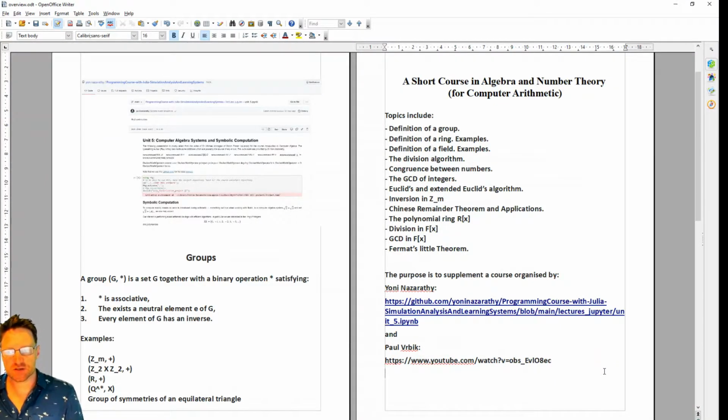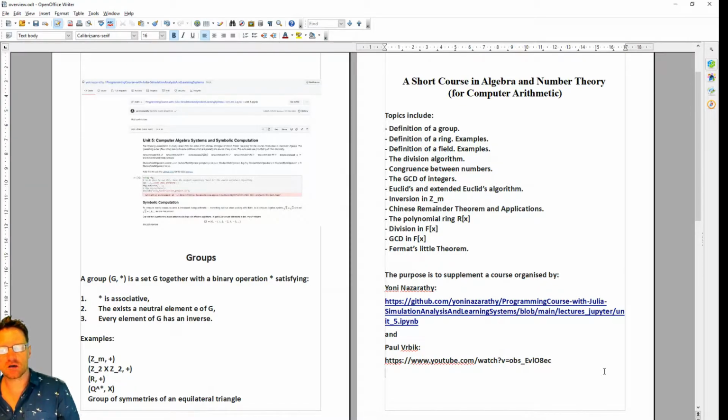Okay, so the specific topics that I'll go over in this short course will be, I'll start with the definition of a group and give a few examples of that, because it's important in the definition of a ring, which is what we need to discuss next. So once we go over the definition of a ring and a few examples of rings, we'll go on to talk about fields, give some examples. We'll talk about the division algorithm. So that's Euclid's algorithm, essentially.